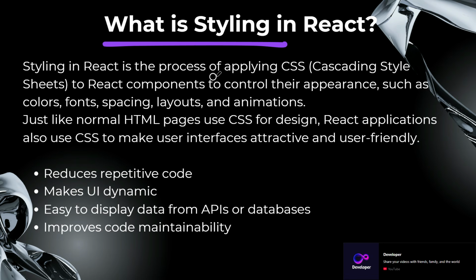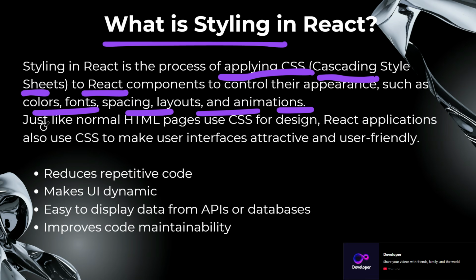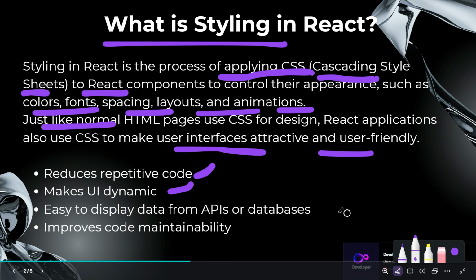Styling in React is the process of applying CSS, which stands for cascading style sheet, to React components to control their appearance, such as color, fonts, spacing, layout, and animations. Just like normal HTML pages use CSS for design, React applications also use CSS to make the user interface attractive and user-friendly. It reduces repetitive code, makes the UI dynamic, makes it easy to display data from APIs or databases, and improves code maintainability.